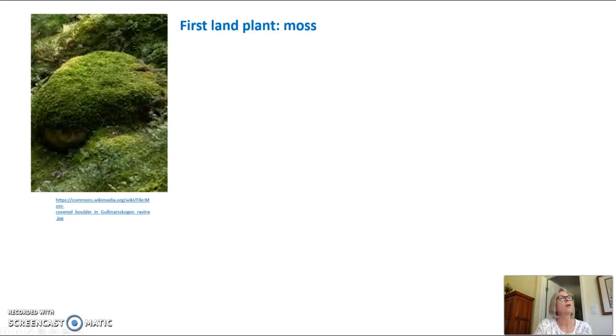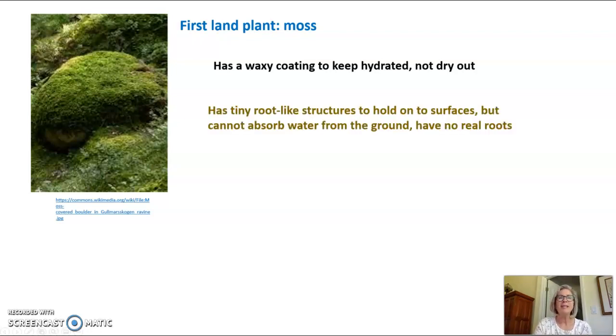So the first land plants we see were the mosses. You can see the moss on this rock. It's a very small plant, and we tend to see it in very dark, cool, moist environments. It has a waxy coating to keep it hydrated, so this plant does not dry out. And it has tiny root-like structures that hold onto surfaces. They're like little claws, but they can't absorb water from the ground. They aren't real roots. They don't absorb any water.